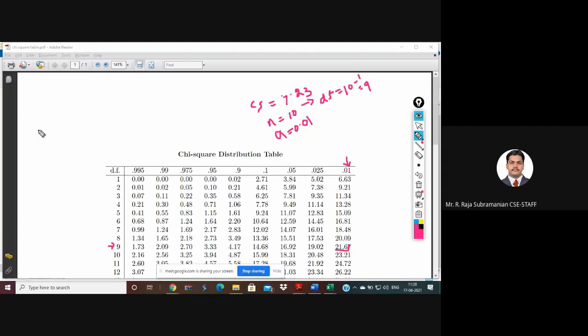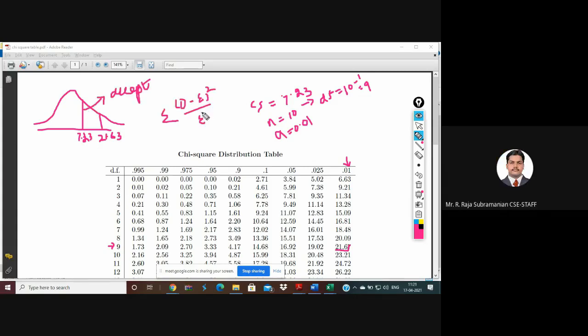So I draw the chi-square distribution in the normal way. 21.67 can be around here. Where will 7.23 be, less than that or greater than that? Less than, so 7.23 can be over here. Now second, there will be some hypothesis. You don't need to first understand what is given in H0. Some H will be given, and you just want to say whether the H is accepted or rejected.